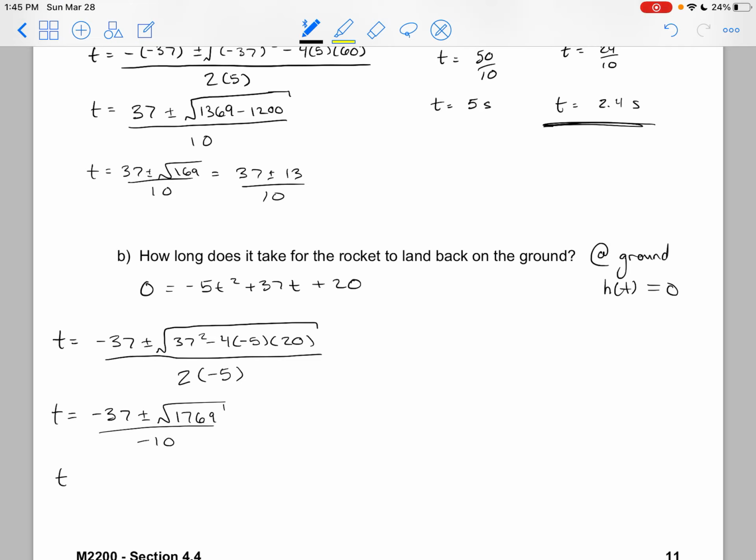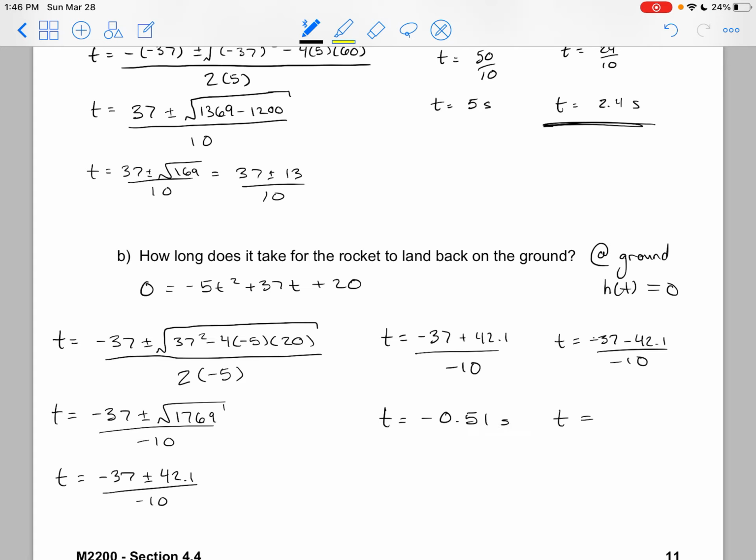So that gives us t is equal to -37 plus or minus 42.1 all over -10. So that gives us t is equal to -37 plus 42.1 all over -10 and -37 minus 42.1 all over -10, for a t of -0.51 seconds, and time is equal to 7.9 seconds.